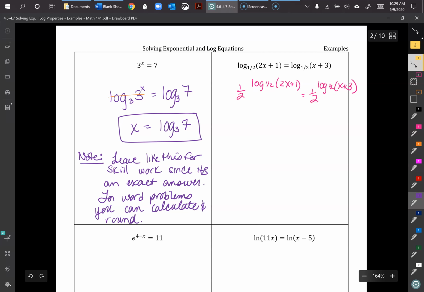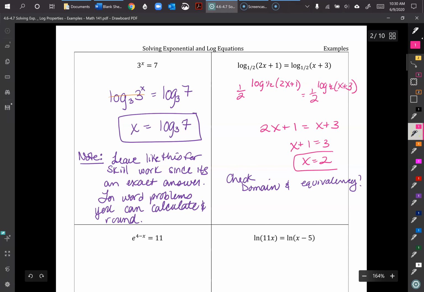But there are some cases where you have to be much more careful than just taking some shortcuts. So really notice the differences amongst these. Then we have 2x plus 1 equals x plus 3. And it's just a regular equation to solve. We'd have x plus 1 equals 3, x equals 2. Okay, so we get x equals 2 for this, but we do need to check a couple things.